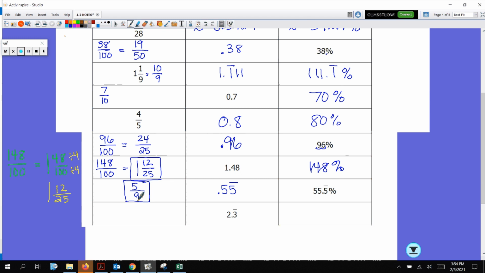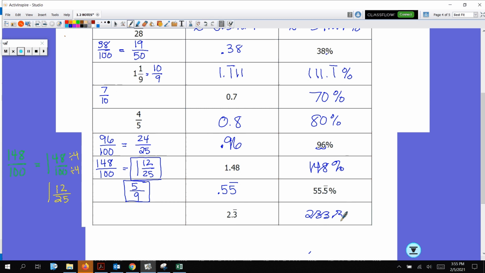All right, here is another one that's pretty ugly. It has a bar, so we know eventually we're going to end up with something with a 9 to start, at least. We move 2 places to the right to make it a percent, so 233%. Oh, I guess I should put 0.3 with the bar on top. That's ugly. Sorry, guys. It's getting late. It's getting messy.